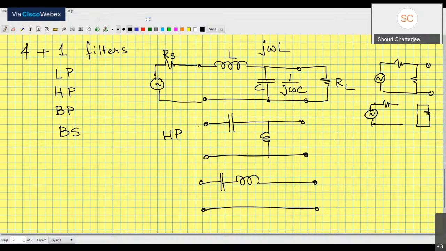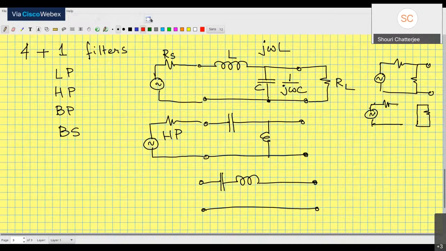The high pass filter is exactly the opposite. Here, at low frequencies, the capacitor is an open circuit. This is open. So the inductor is a short. So the output has nothing, right? There is no output. Whereas at high frequencies, the capacitor is a short circuit. So this is a short circuit. The inductor is an open circuit, right? So it's the previous case. And you have basically R, and the signal passes through.